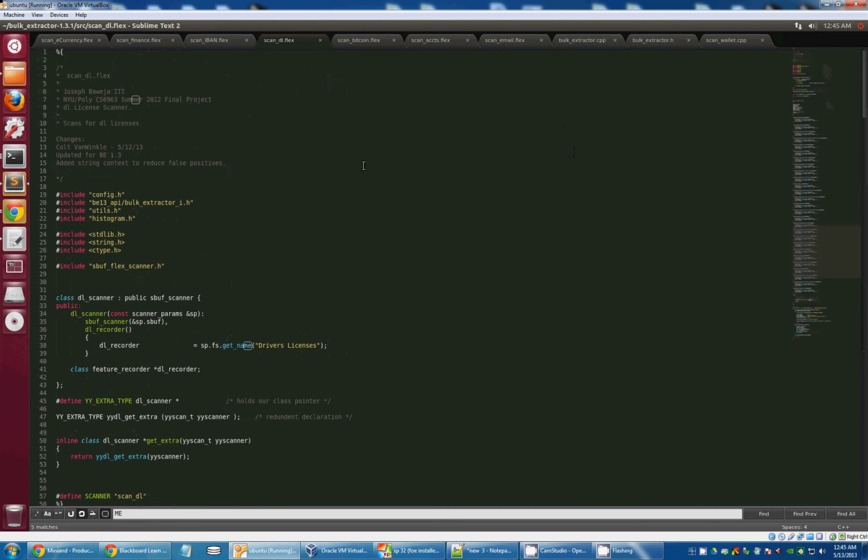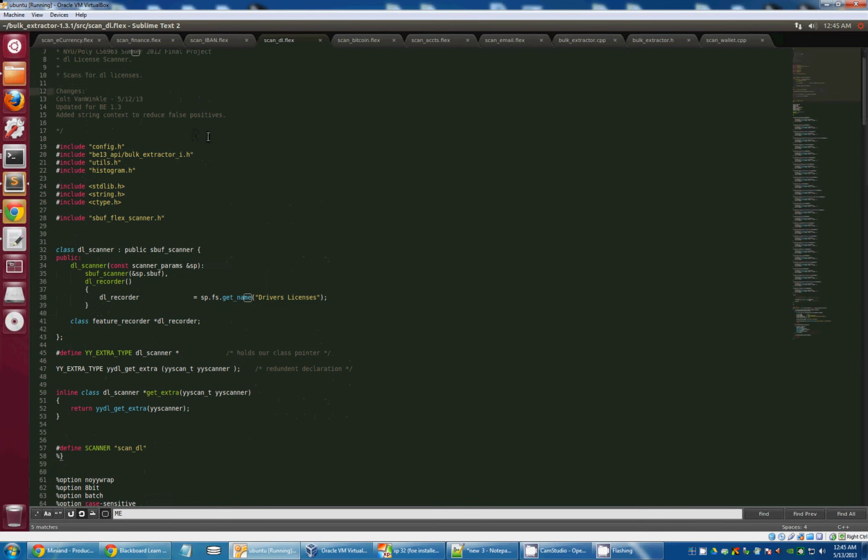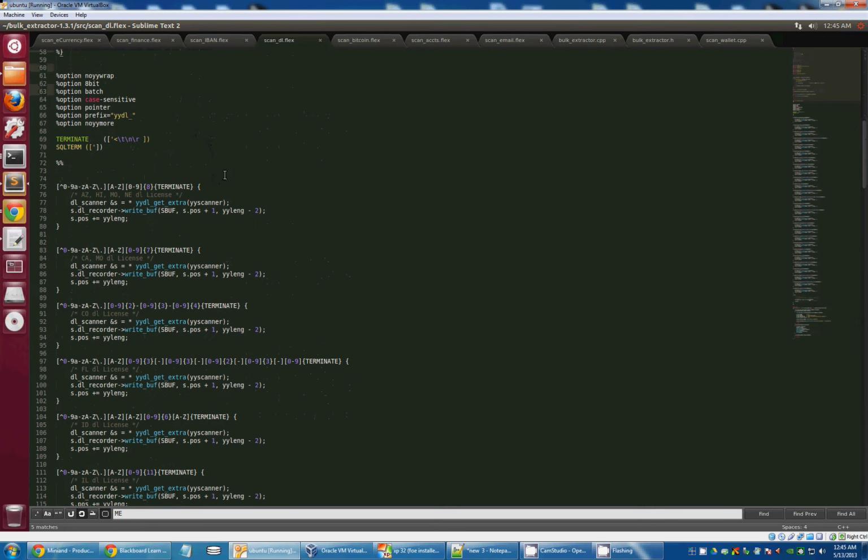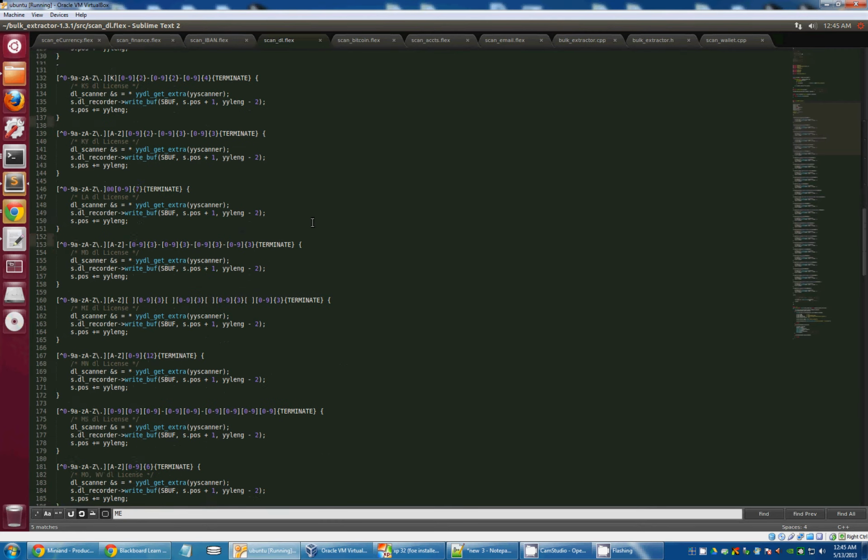So this is the driver's license module. Like I said, this was done by a previous student. The only thing I really did here was update it to the new format for bulk extractor, and also add some more contextual stripping to tailor the results a little bit, instead of drinking from the fire hose, as it were.